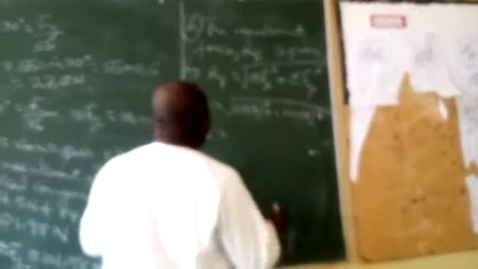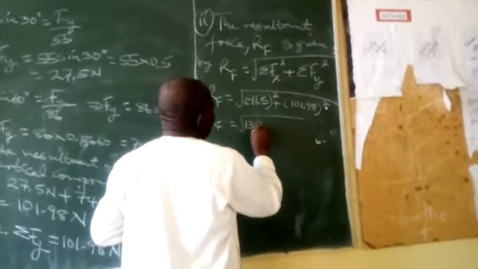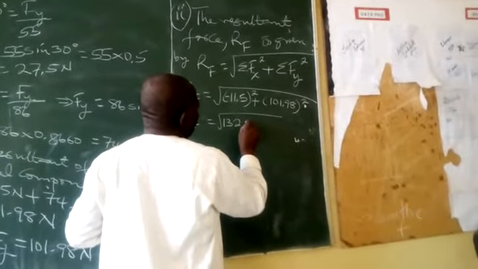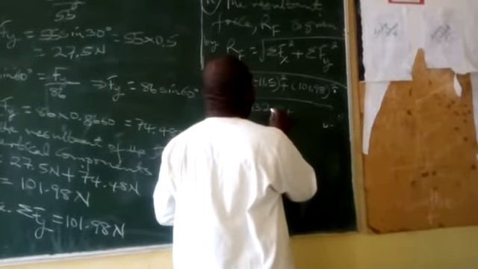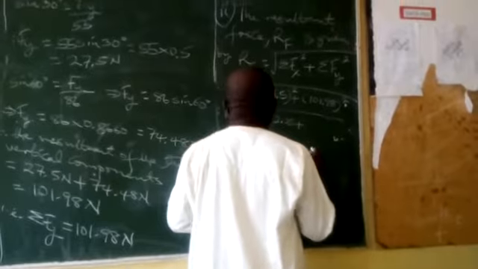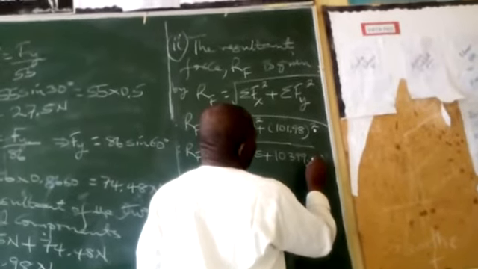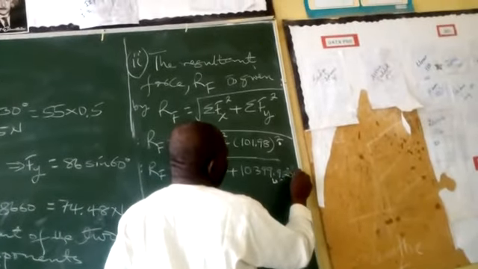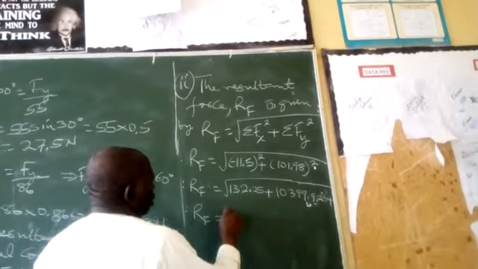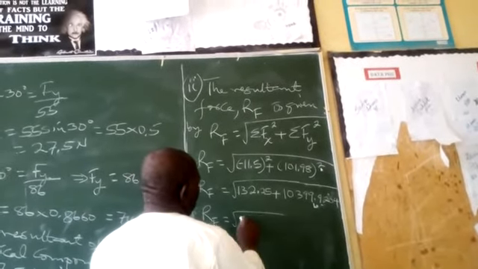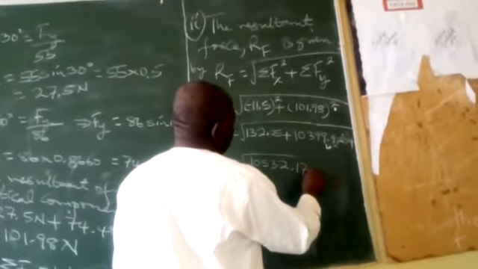The root of 132.25, plus 10399.92, 04. Everything under the square root is 10532.1704. Then the root of that.